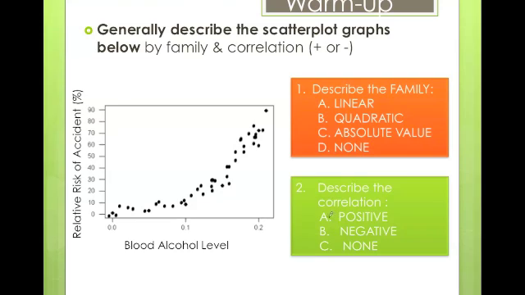This scatter plot graph compares the relative risk of accident based on blood alcohol level. If I look at the data, it looks like it's sort of half of a U, like a quadratic. So given the choice of linear, quadratic, absolute value, or none, I would choose the quadratic. And it looks like it has a positive correlation. So as blood alcohol level goes up, so does the risk.